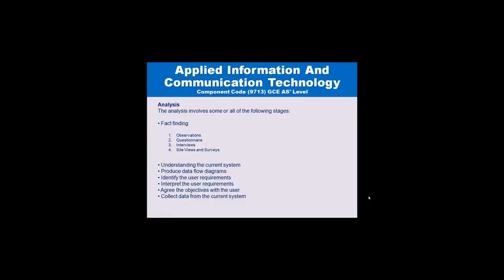Now apart from this, you have site views and surveys. Site views and surveys mean, for example, you have personally observed everything, the movement of data from one office to, let's suppose, your warehouse. So you have seen everything moving around. This is basically a site survey, so you can get the picture of what to do and what not to do.